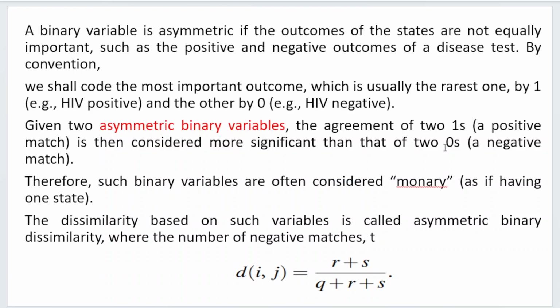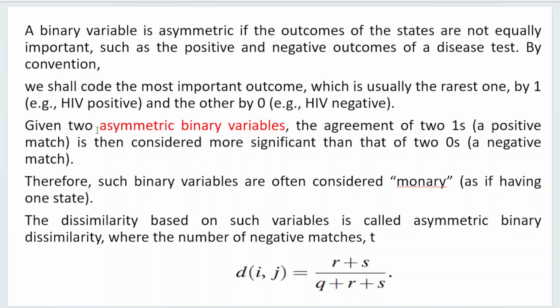To which one will we give more importance? We will give more importance to the positive cases and less importance to the negative cases. Such things can be considered as asymmetric binary variables. We code the important outcome with the value one. One more example is an HIV positive test and an HIV negative test. Such variables can be represented as asymmetric binary variables.